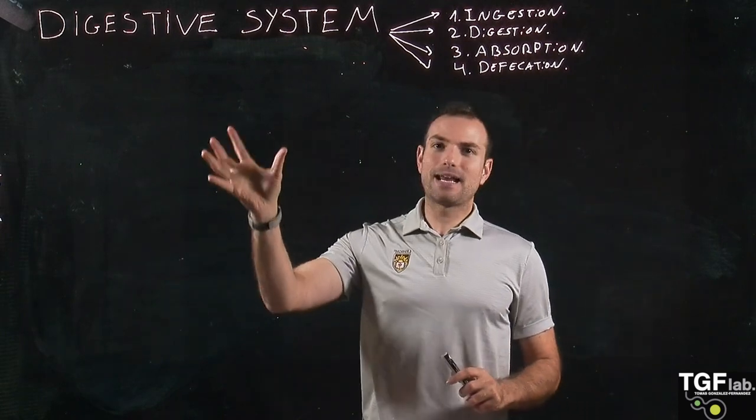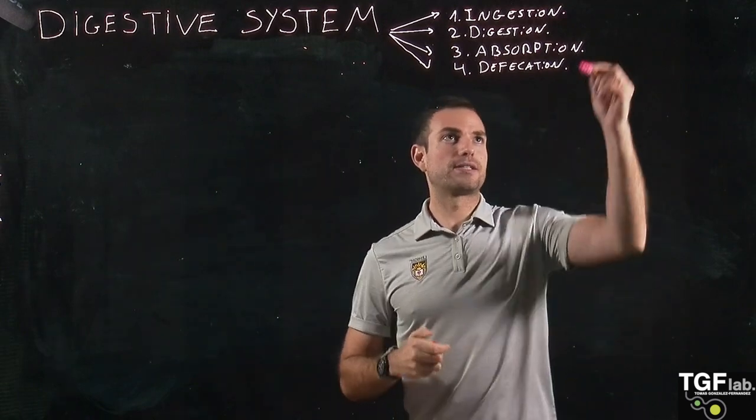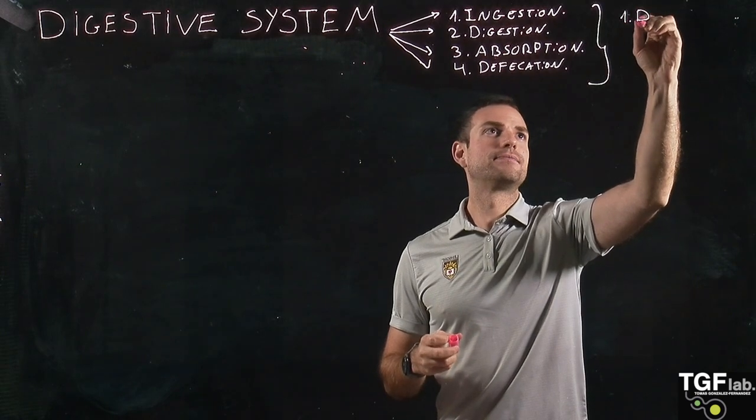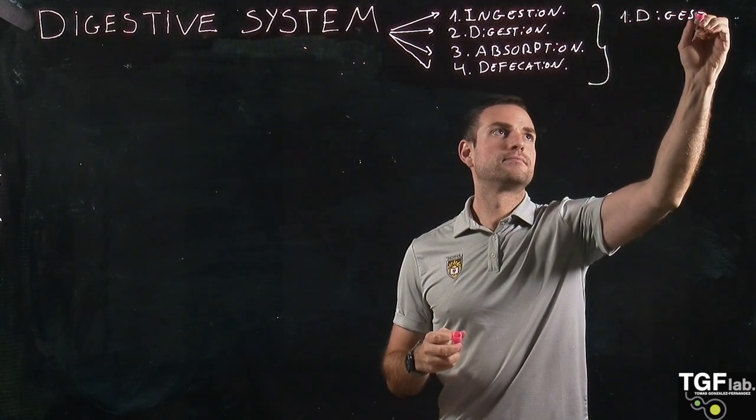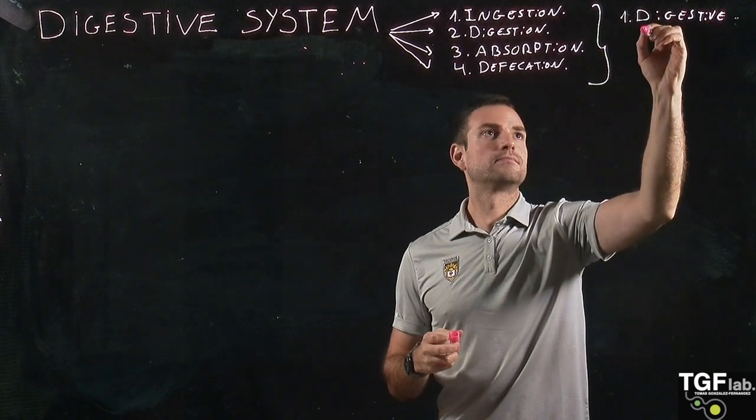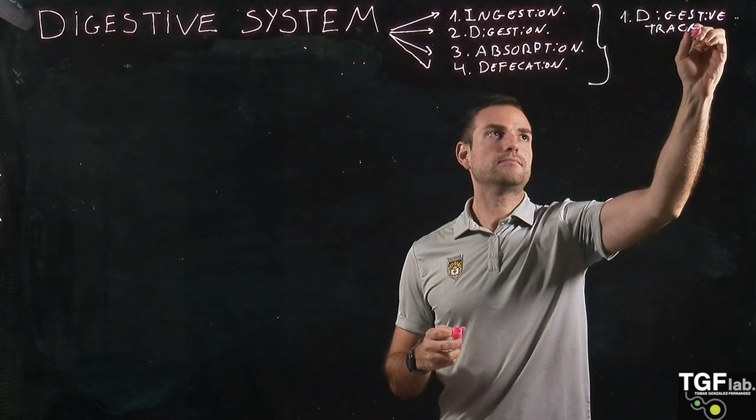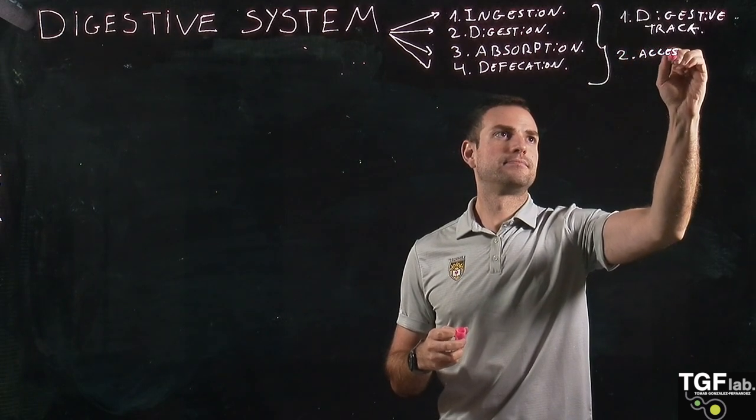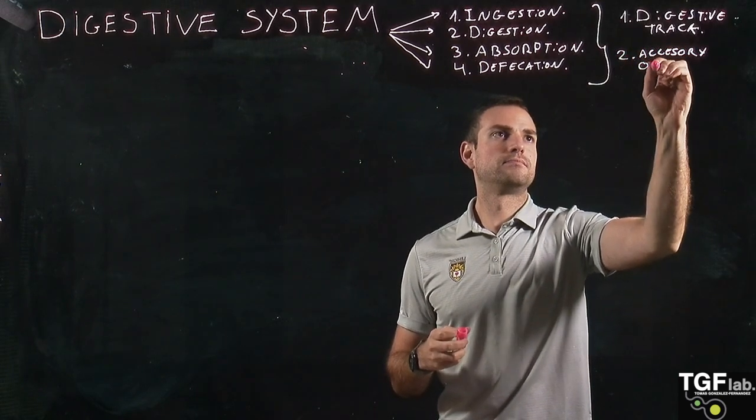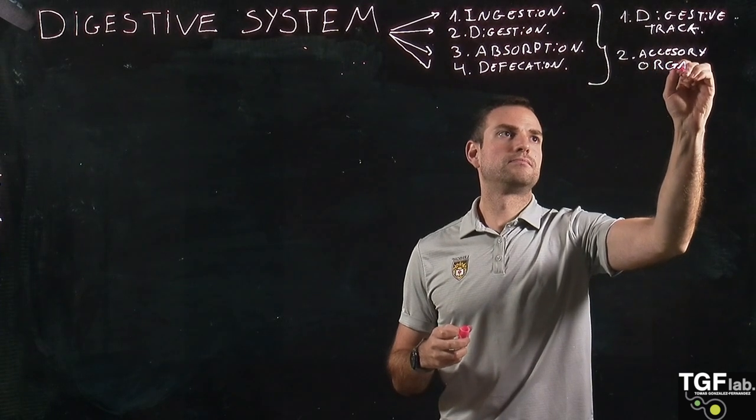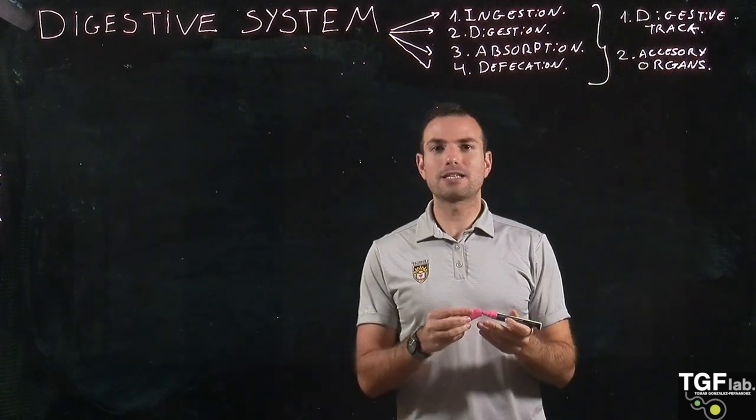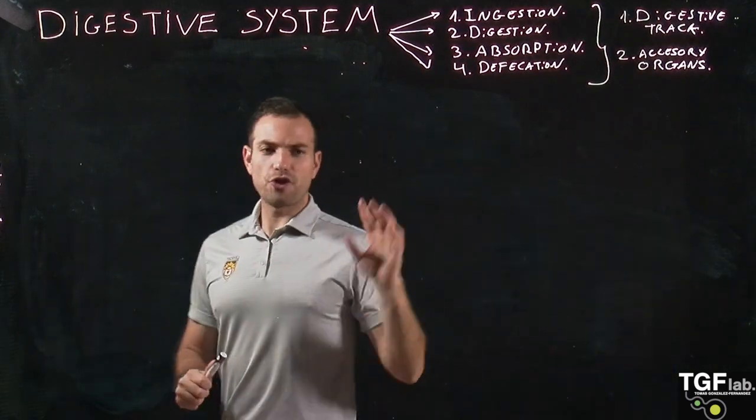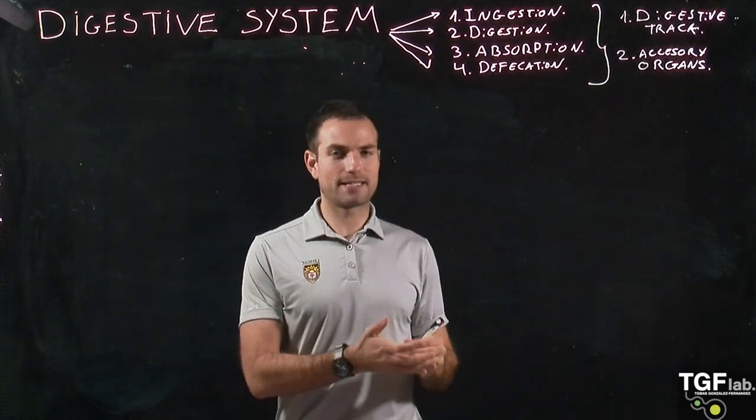So the digestive system is divided into two different parts. So the first part is the digestive tract. And also we have the accessory organs. Okay, so let's look at these two components a bit more in depth. So first we're going to look at the components of the digestive tract.